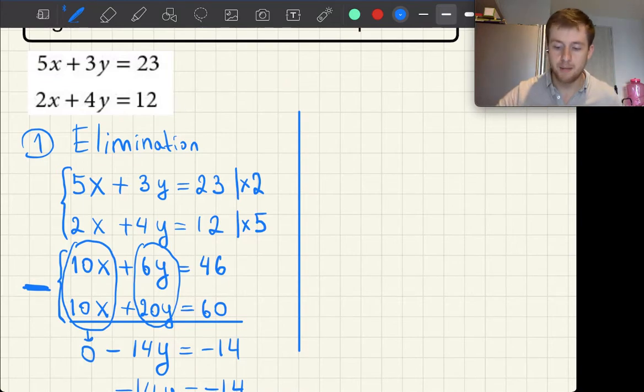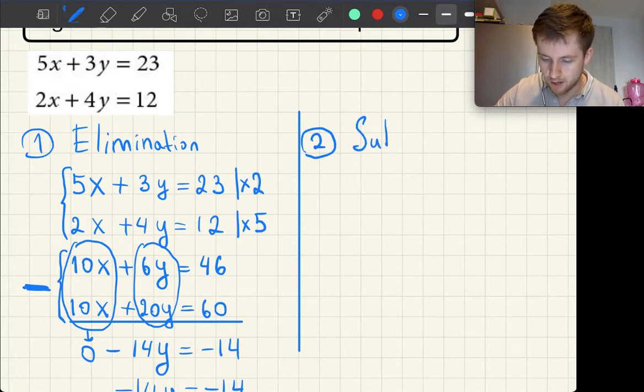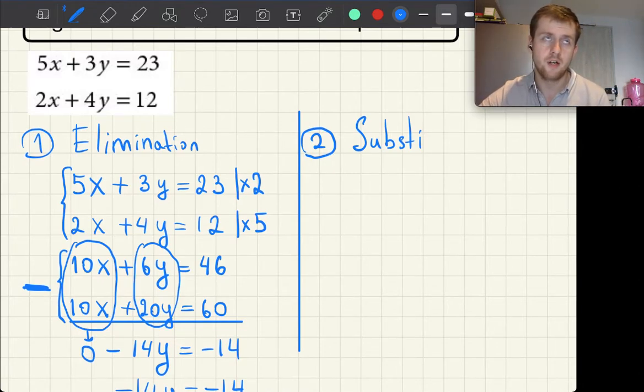Alright, so the second method is called substitution. A lot of people don't appreciate it enough because sometimes it can be a bit harder. But the advantage of this method is you can solve every equation by using it. Elimination, in some specific cases, doesn't work. Substitution is very useful in basically any case.